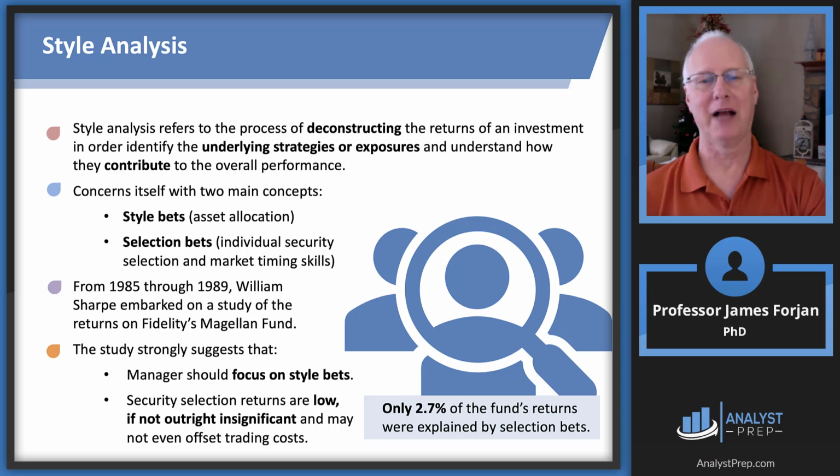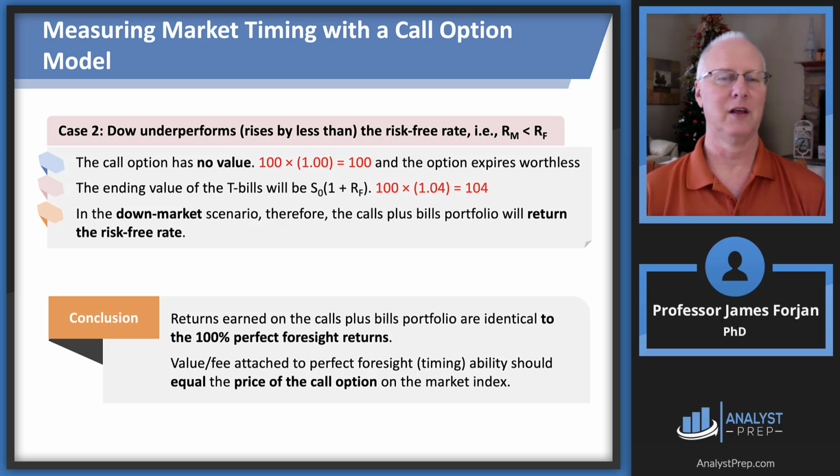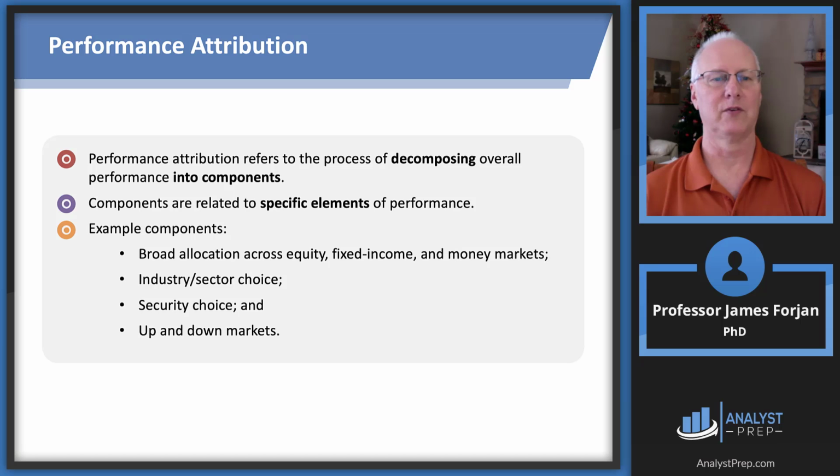And that piggybacks on what we had back here, right? What do you want to do? You want to allocate. If you have a down market, you want lots and lots of treasury bills. If you have an up market, you want lots and lots of Dow. That should make perfect sense.